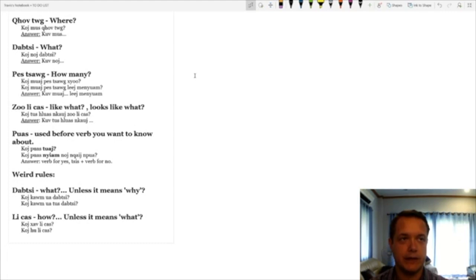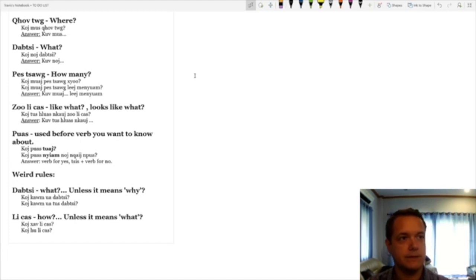But what it comes down to is you place boa before the verb you would like to know about, that you're asking about. So an easy example is, if you were to say, you come, gotua. But if you want to know, are you coming, will you come, gotua, toa, because the verb toa, the action toa, is to come, and that's what you want to know about.